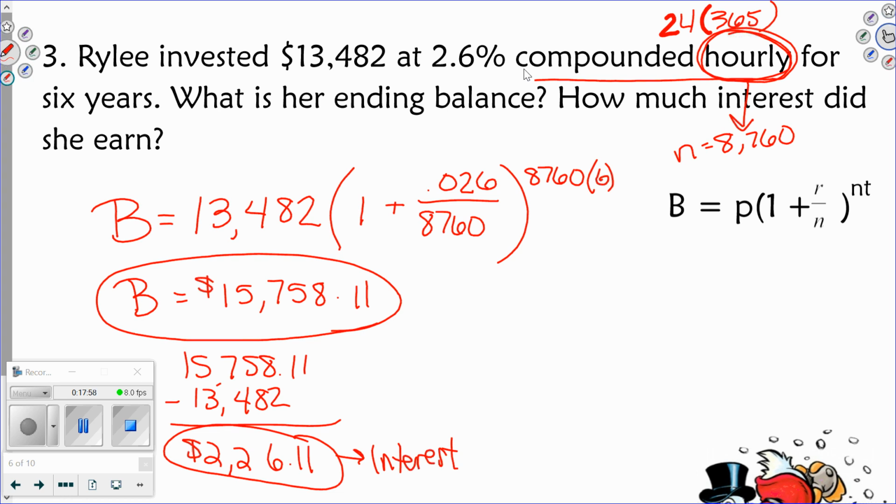My board glitches sometimes. There was a space for it. I wrote it. It just didn't show. There you go. All right. Are we okay, though, on how to find the interest? You just got to subtract the original amount. Yeah, a lot of this chapter is if you can recognize which one to plug it into.